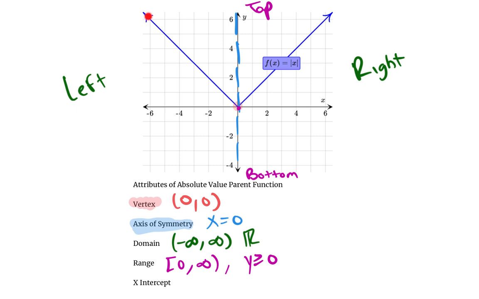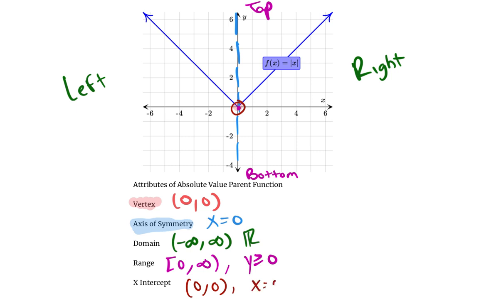X-intercepts is where my graph crosses the x-axis. It also happens to be this very special point, which is also my vertex for this problem. It won't always be your vertex, but it just happens to be. So my x-intercept is right here at (0, 0), or where x equals 0.